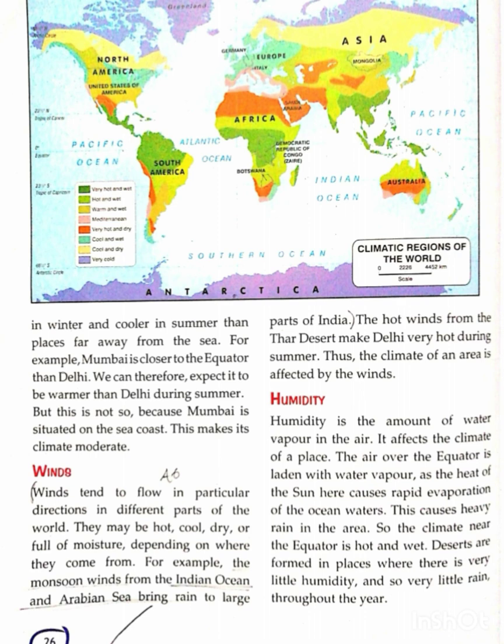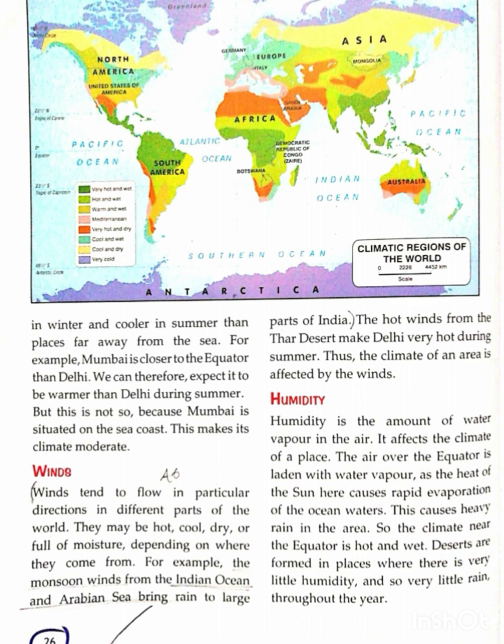The monsoon is a seasonal wind which blows in a fixed direction during a particular season. So the monsoon affects the climate of every place. Even in your book it is clearly written that the monsoon winds from the Indian Ocean and Arabian Sea bring rain to a large part of India.